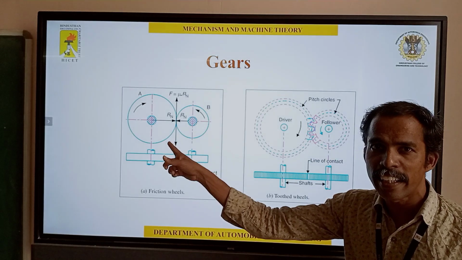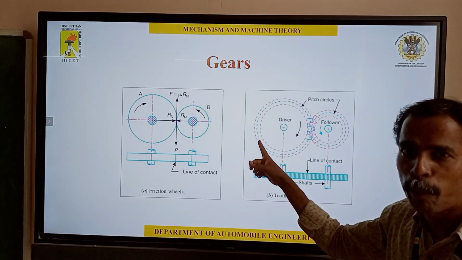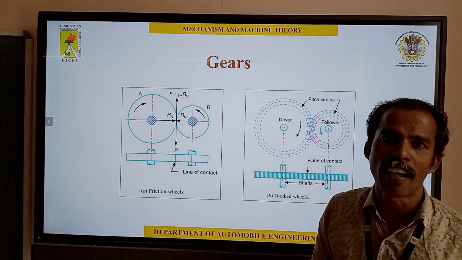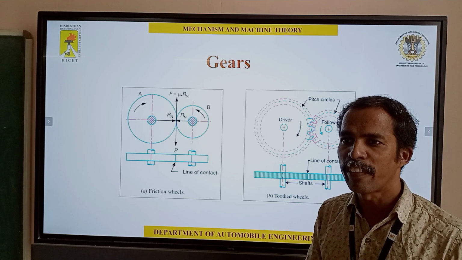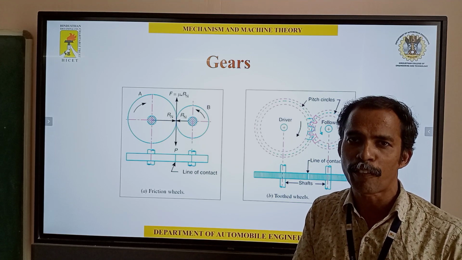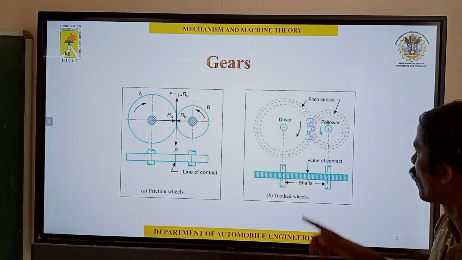So we provide teeth to transfer the same power from one place to another. Because of having more teeth, we can have very good contact and we can transfer the power from one place to another with better efficiency. So this is called gears.